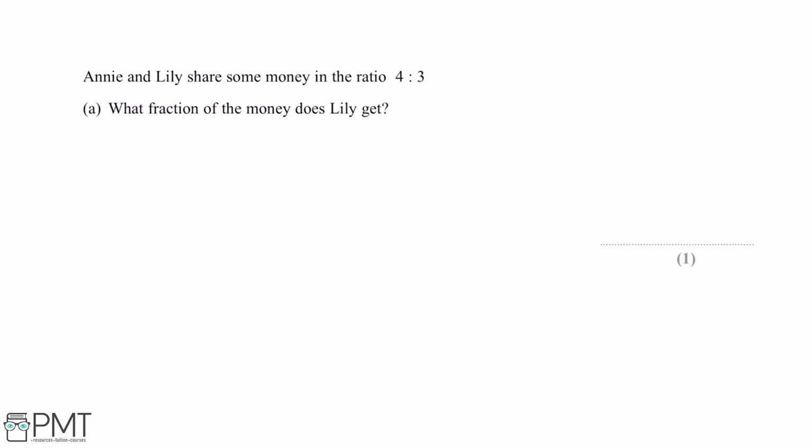Annie and Lily share some money in the ratio 4:3. What fraction of the money does Lily get? So the ratio of money which Annie will get compared to Lily will be 4:3. So what this means is that Annie will get 4 parts of the money and Lily will get 3.